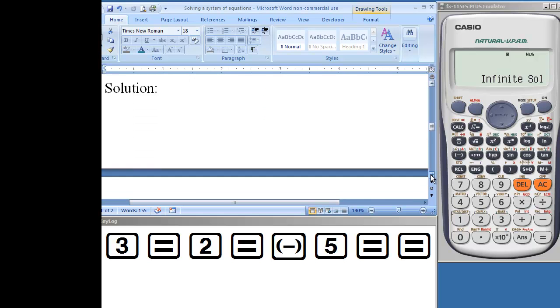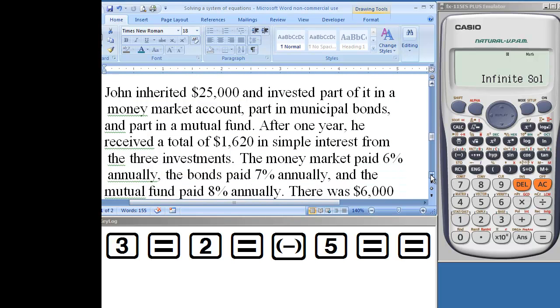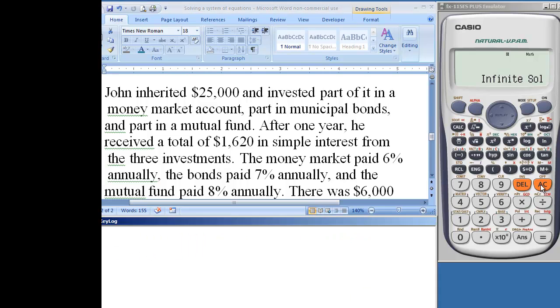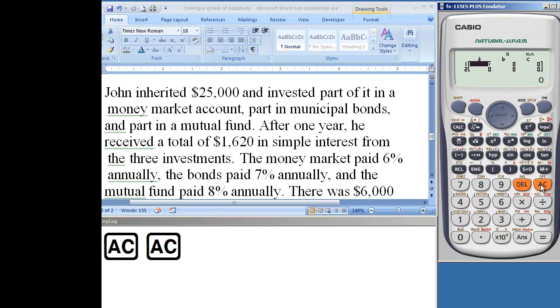Alright, last but not least, let me clear this. Let's end with a word problem that we will translate into a 3x3 system, and then we'll enter it into the Casio. It says John inherited $25,000 and invested part of it in a money market account, part in municipal bonds, and part in mutual funds. After 1 year, he received a total of $1,620 in simple interest from the three investments.